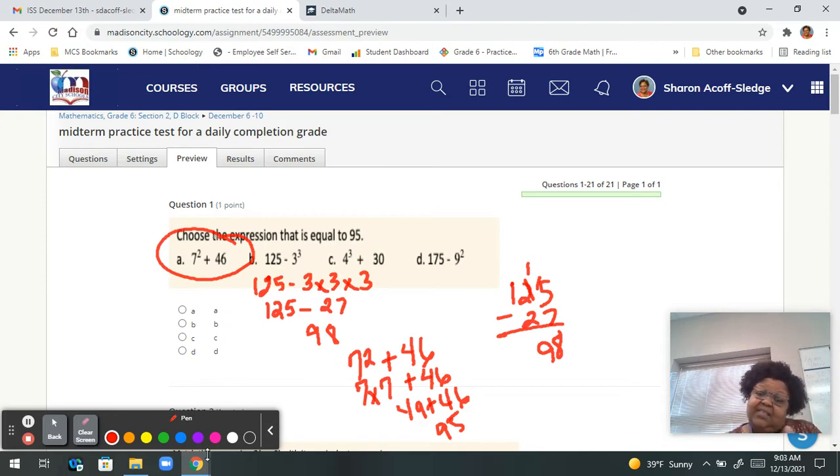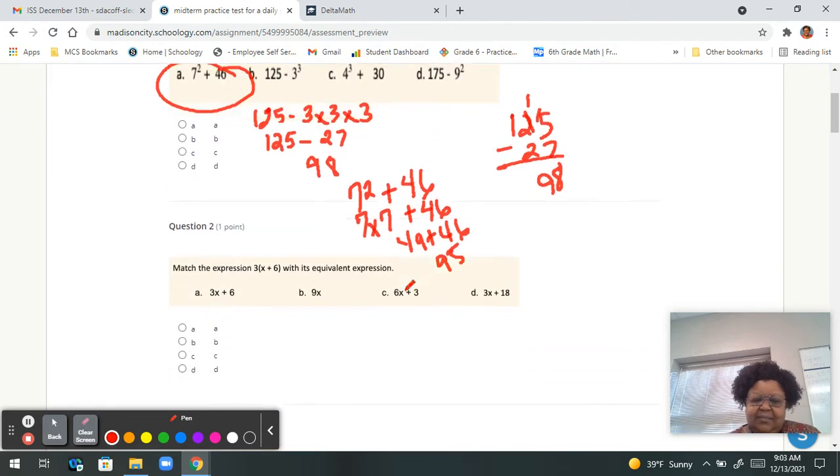So you see, we were lucky in that the correct one was the first answer. Same thing here with 4 to the third power. That's 4 times 4 times 4. 9 to the second power is 9 times 9.